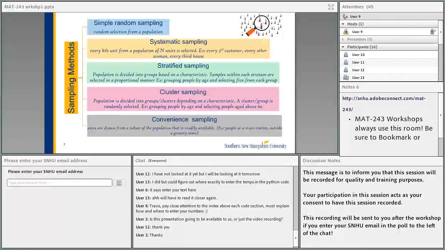Stratified sampling. Population is divided into groups based on a characteristic. Samples within each stratum are selected in a proportional manner. For example, grouping people by age and selecting 5 from each group.